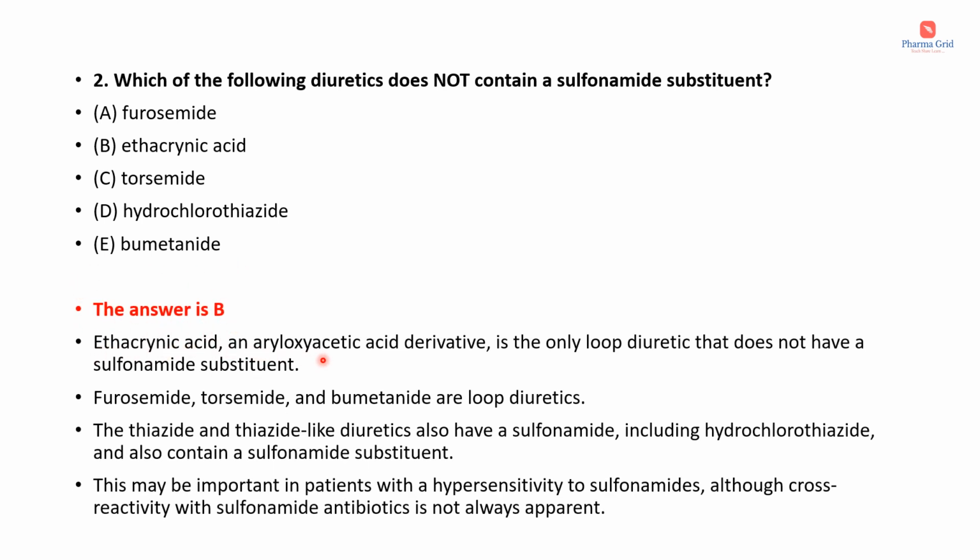Ethacrynic acid, which is an aryl oxyacetic acid derivative, is the only loop diuretic that does not have a sulfonamide substituent. Furosemide, torsemide, and bumetanide are also loop diuretics. The thiazide and thiazide-like diuretics, including hydrochlorothiazide, also contain a sulfonamide substituent. This may be important in patients with a hypersensitivity to sulfonamides, although cross-reactivity with sulfonamide antibiotics is not always apparent.